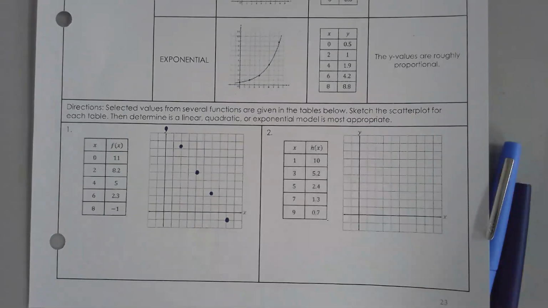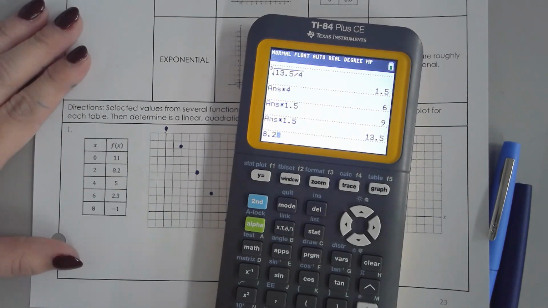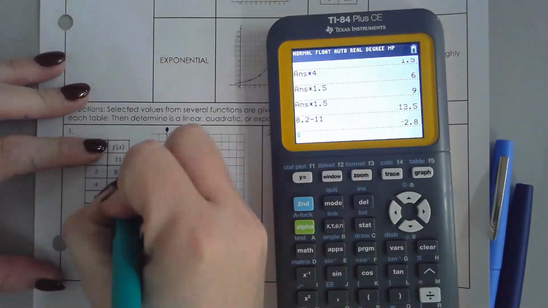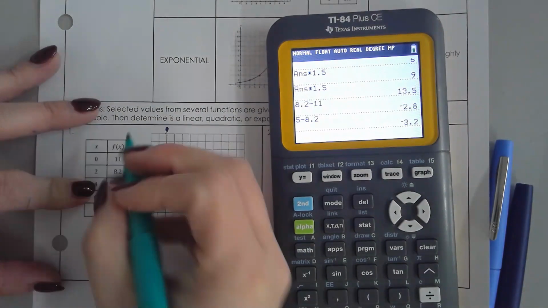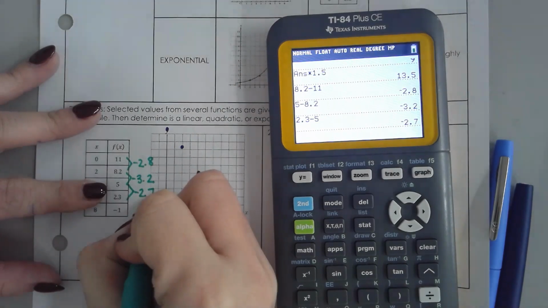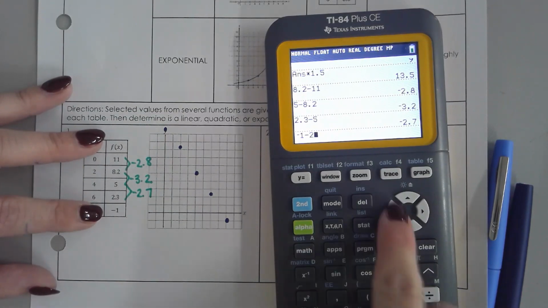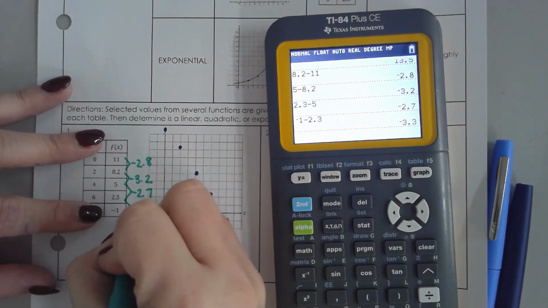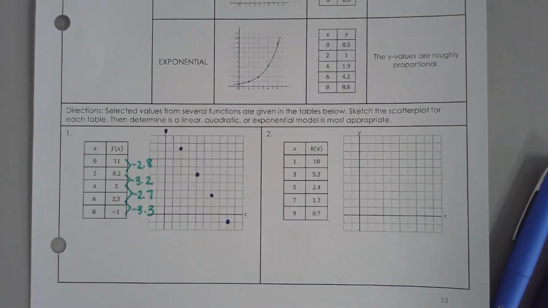If we look at the first difference, if I do 11, I can see this is negative 2.8. 5 minus 8.2 is negative 3.2. Negative 2.7. Negative 3.3. They won't be exactly the same, but they're relatively close to negative 3. Okay, so it looks linear.